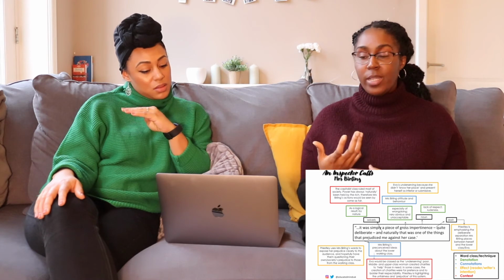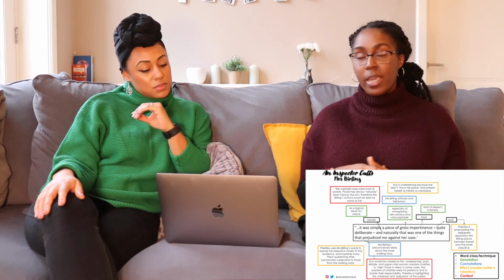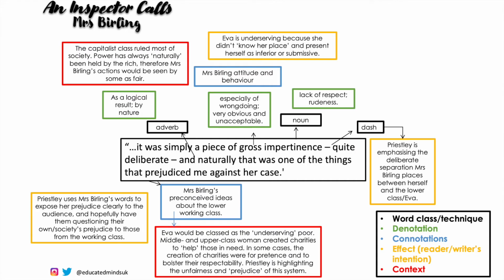Also, the idea of saying naturally, it's one thing that pushes me against her case. Naturally means as a logical result or by nature, and actually this can link to the capitalist class feeling that they naturally have power because they are the rich. And I think some people from her class maybe would not see her actions as being wrong. Yeah. Because actually, Eva should have known her natural place, in the natural order of her status and how people view her in society. So yeah.